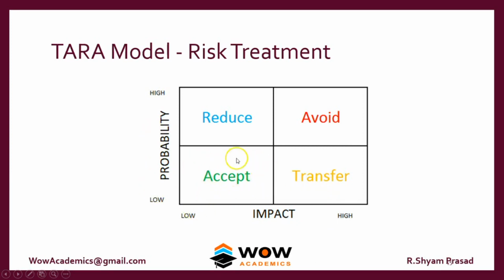In the last case, we have a high impact and a high probability event. These are things which the company should clearly avoid. So they have to avoid all these types of work. So this is the TARA model, also called risk treatment.